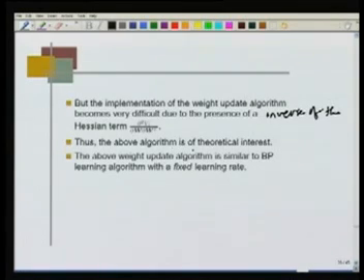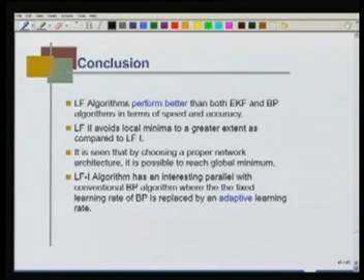Also, this weight update algorithm is similar to the BP learning algorithm with a fixed learning rate, whereas the learning rate that we presented today is adaptive. So, the Lyapunov function algorithm performs better in comparison to the back propagation algorithm in terms of speed and accuracy. I did not talk about extended Kalman filtering today, so it is not necessary. LF2, the second algorithm that we proposed today, avoids local minima to a greater extent as compared to LF1. It is seen that by choosing a proper network architecture it is possible to reach the global minimum.